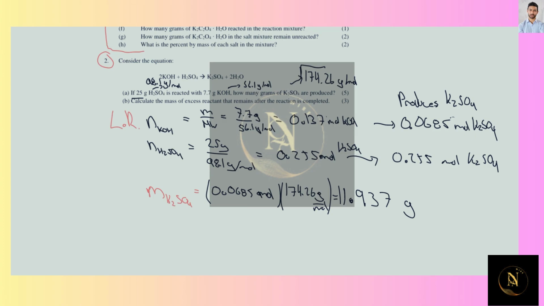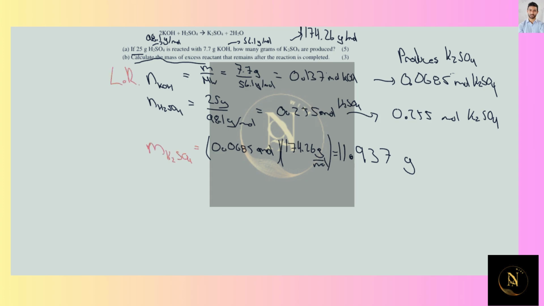So with this, we want to calculate the mass of excess reagent that remains from the reaction. So the mass in excess, this would be the answer for A, and for B, the mass of excess of sulfuric acid would be equal to the initial mass minus the mass that reacted.